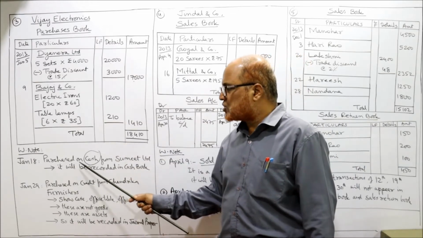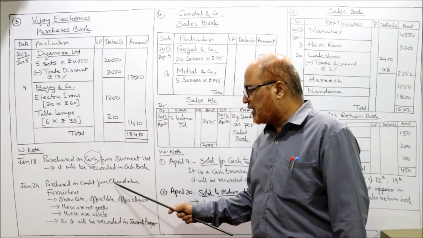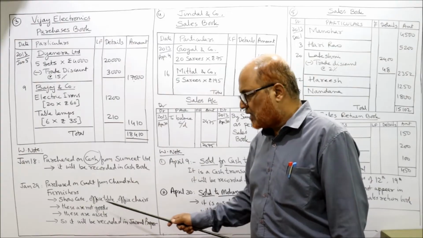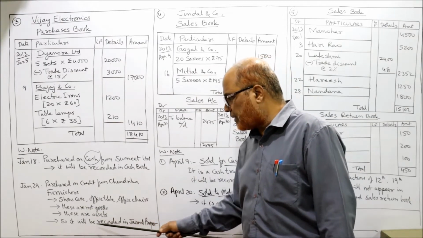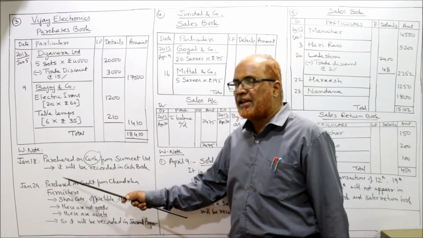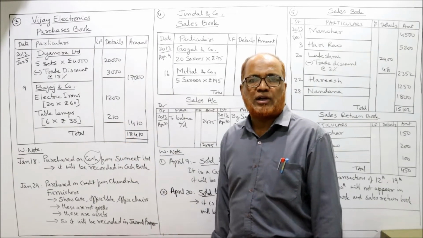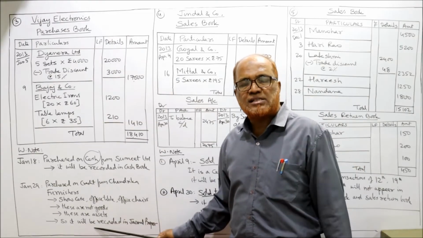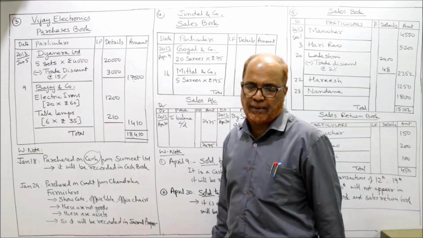So here, purchased on cash, so it will not be recorded. Similarly, purchased on credit from Chandrika Furnishers, showcase, office table, office chairs. These are not goods, these are assets. So it will be recorded in journal proper. So you have to give the explanation of which items you are not taking in the purchases book and why you are not taking them. This is a cash transaction, so it will go to the cash book. This is the purchase of assets, so it will be recorded in journal proper.